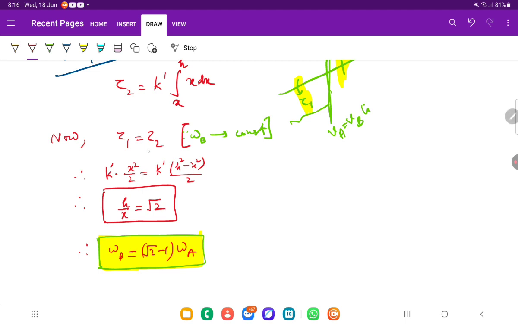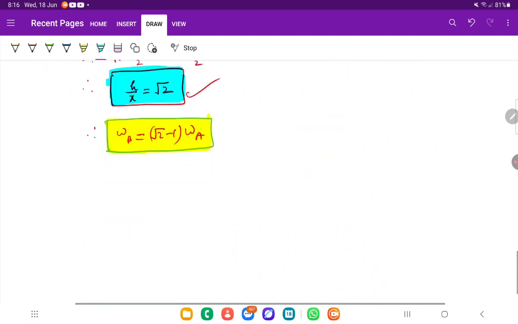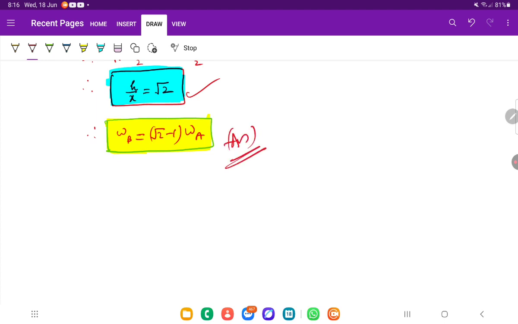Just from equating tau 1 and tau 2, we'll get h by x equals root 2, and that was our purpose, right? To find h by x in some known quantity, so that we can substitute the value of h by x here. If we substitute the h by x equals root 2 value here, we're done with the question. So omega B is basically root 2 minus 1 times omega A, and that is the answer for this question, right?